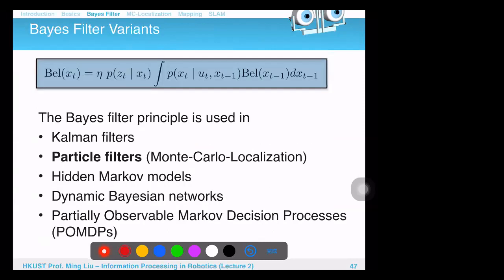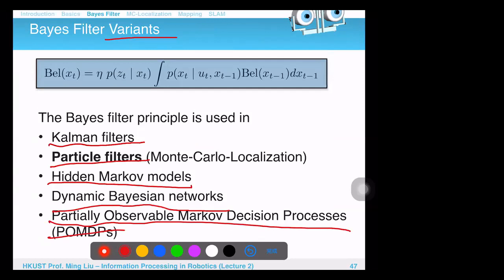And there are many variants of this Bayes filter. For example, a Kalman filter, a particle filter, a hidden Markov model, dynamic Bayesian networks, a POMDP. So all these can be modeled as the dynamic Bayes filter.